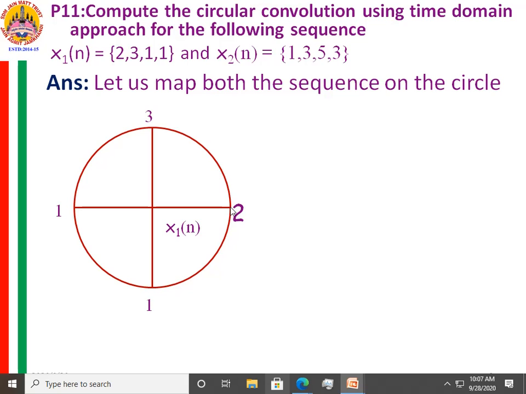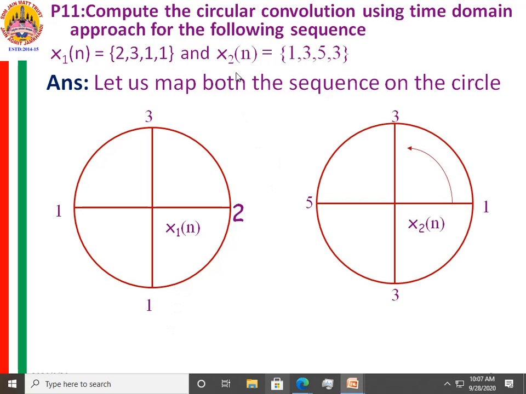So let us map first here 2, 3, 1 and 1. Similarly, we map the sequence x2[n] in the anti-clockwise direction in a similar fashion. The x2[n] is 1, 3, 5 and 3. So these two sequences are mapped on a circle.